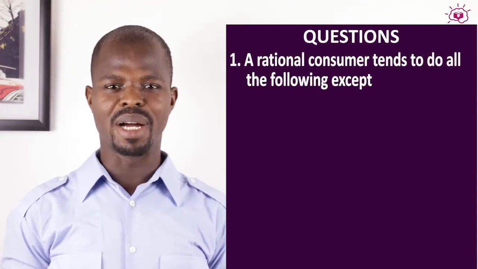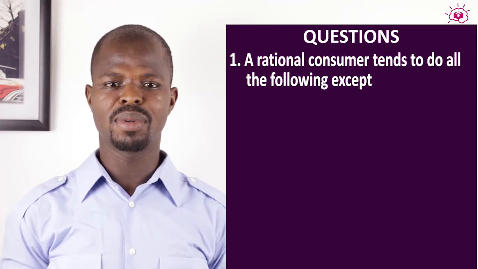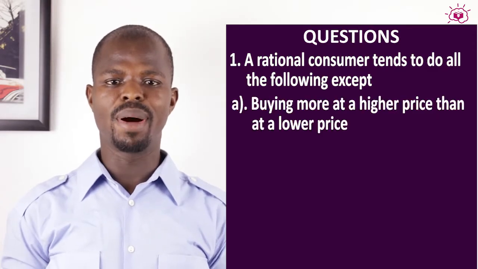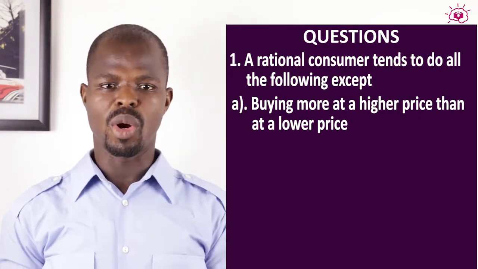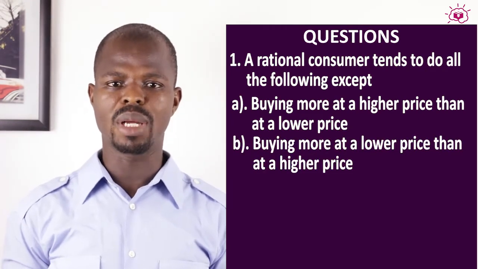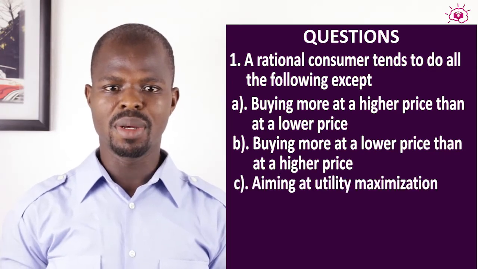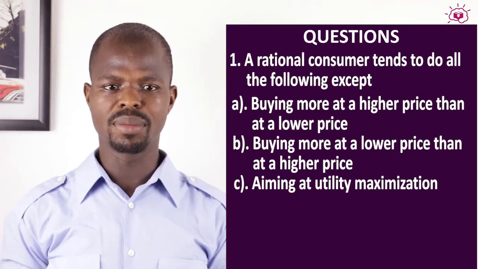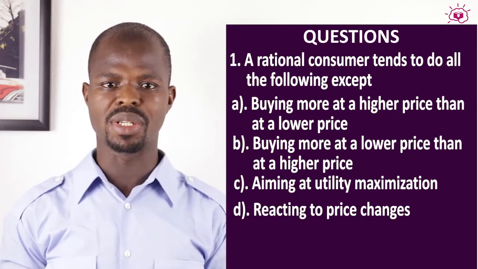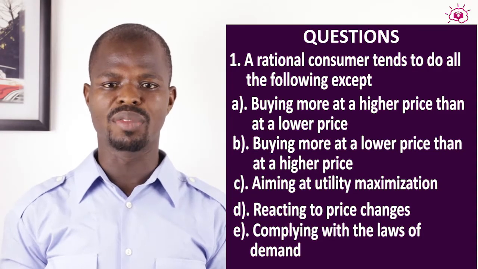A rational consumer tends to do all the following except: Option A, buying more at a higher price than at a lower price. Option B, buying more at a lower price than at a higher price. Option C, aiming at utility maximization. Option D, reacting to price changes. Option E, complying with the laws of demand.